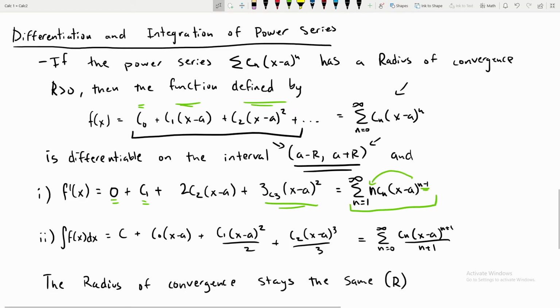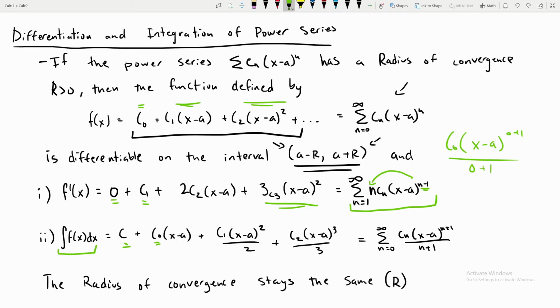Now for integrals of this function, again, integration stays the same. We're just going to have term by term integration. So here's the constant that we always include for integration. For c0, before it was basically c0 times x minus a to the 0, but now we're going to add 1 to the power and then divide by 0 plus 1. So it's just going to turn into c0 times x minus a.